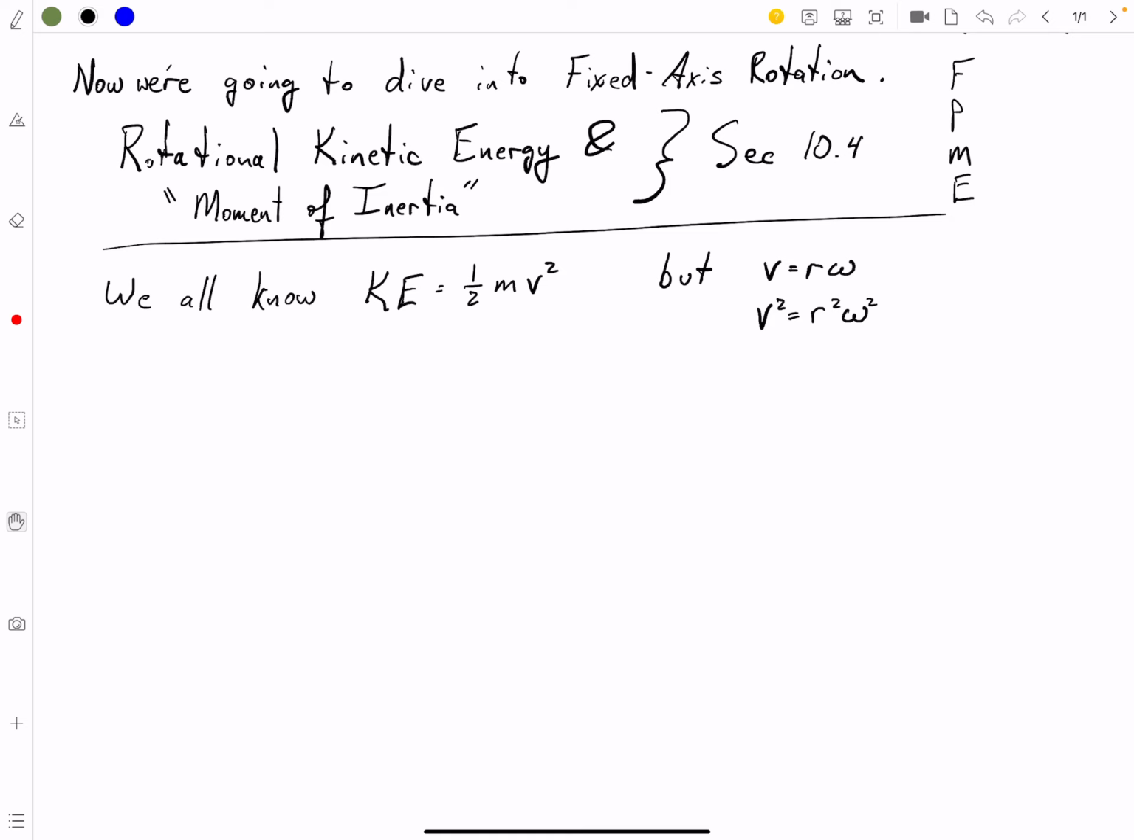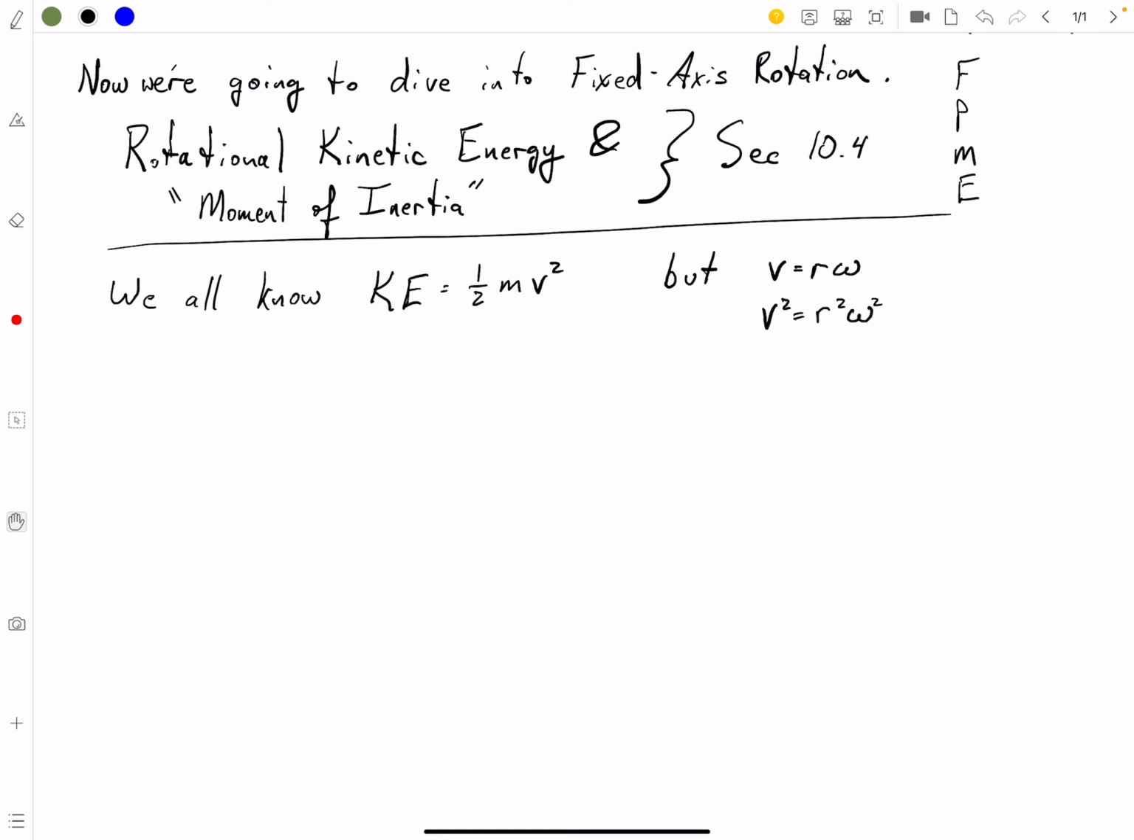So we all know that linearly, kinetic energy is 1/2 mv squared, right? Everybody say it together, 1/2 mv squared. Okay, v happens to be r omega. It's not acceleration, it's v equals r omega. V squared then is going to be r squared omega squared, and we're going to take that v squared and we're going to substitute it in for that.